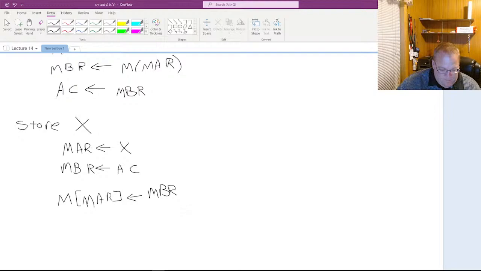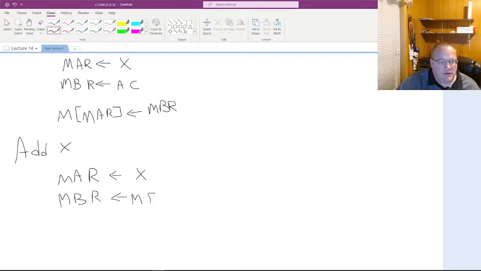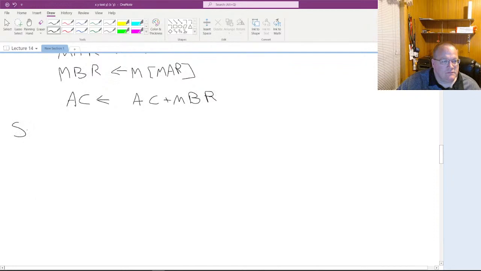Okay, the next one we have is add X. And X again is a memory location. So the MAR gets X. The MBR gets the memory at MAR. And the accumulator gets accumulator plus MBR. Subtract X will be exactly the same, except the sign on this one will change to a minus.